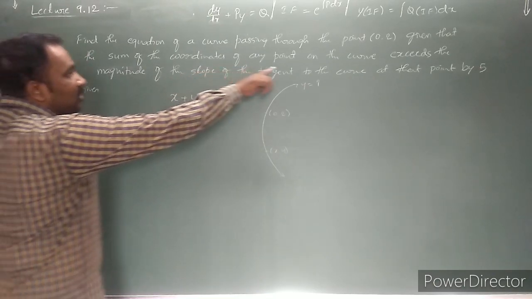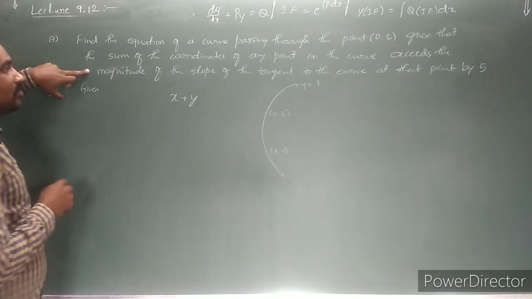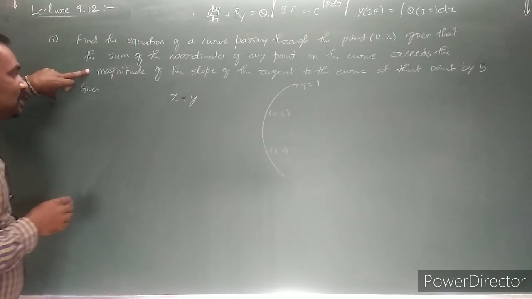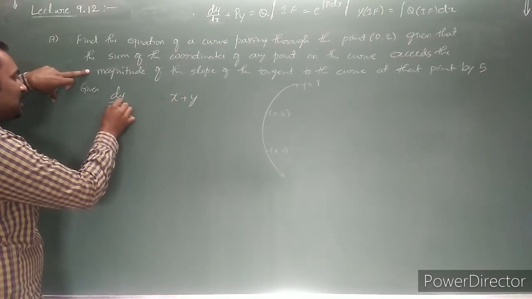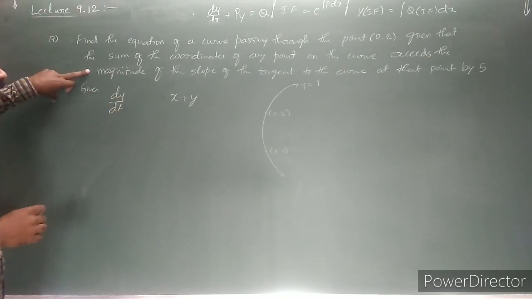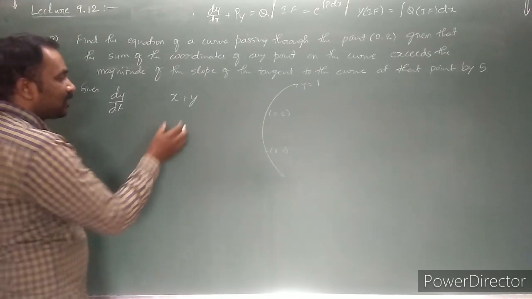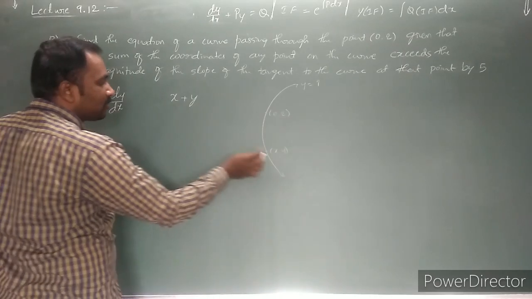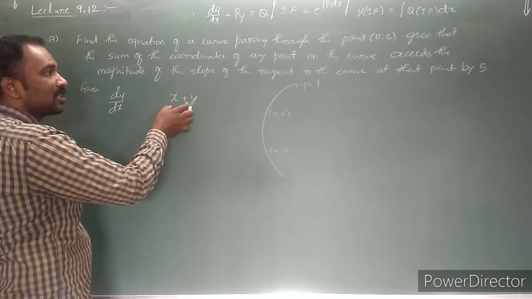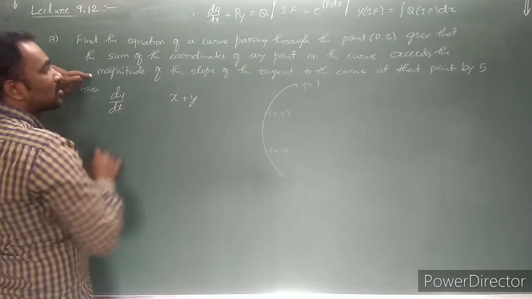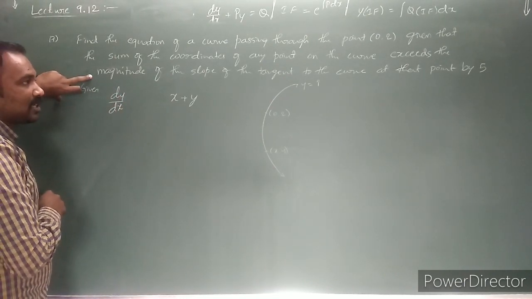The sum of the coordinates of any point on the curve exceeds the magnitude of the slope of the tangent to the curve. What is the slope of the tangent to the curve? The slope of the tangent to the curve is dy by dx, at that point, the general point. So observe that the sum of the coordinates of any point on the curve exceeds the magnitude of the slope of the tangent to the curve.